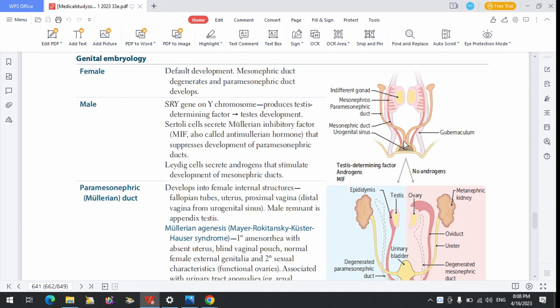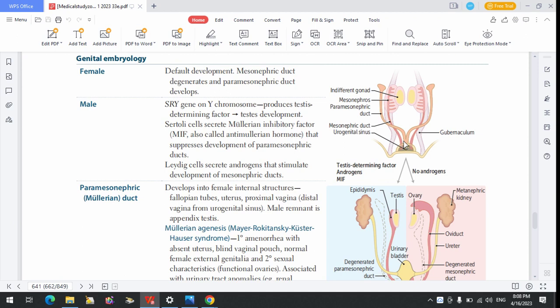The external genitalia development is under the influence of dihydrotestosterone in males before puberty. You have to pay attention to that. Before puberty, differentiation of the external genitalia in males is under the influence of DHT. But after puberty, the control is under the influence of testosterone. Now, we are done with the male side.